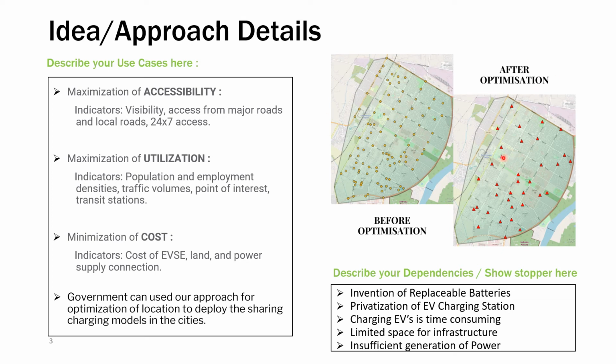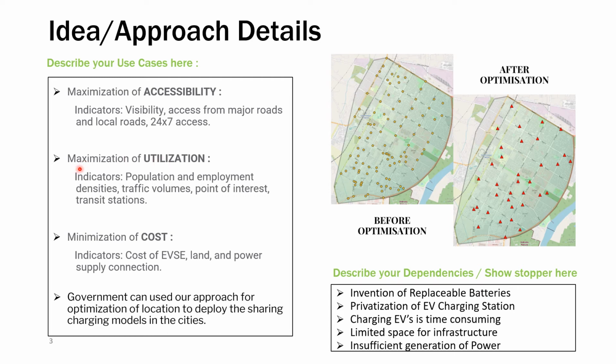How? What are the parameters? Let me explain first. These are basically the parameters also. Maximization of accessibility. Accessibility is one of the parameters: the EV charging stations which are placed should be accessible to the public, because we are making this for the public, right? Indicators can be visibility, access from major roads or local roads, or 24x7 access, that is day and night both, for a week.